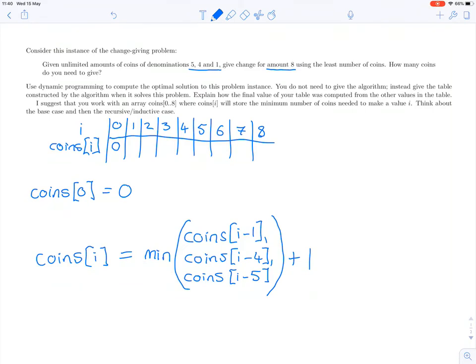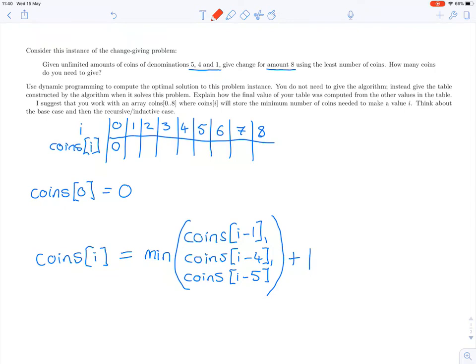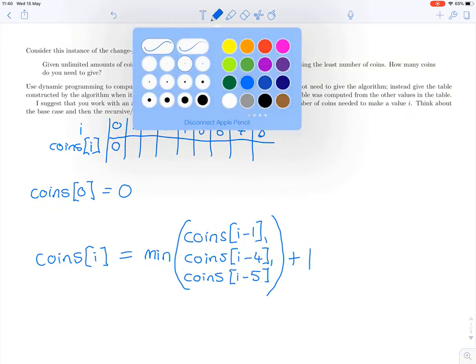To solve coins of i, we're going to be making reference to coins of i minus 1. Well, that's okay. But i minus 4 and i minus 5 are not defined. So we need to make our recurrence a little bit more complicated. I'm not going to write it all out here, but of the three options, we'll only consider those that actually exist, i.e. those that are defined within our table. Okay, so let's start filling it in.